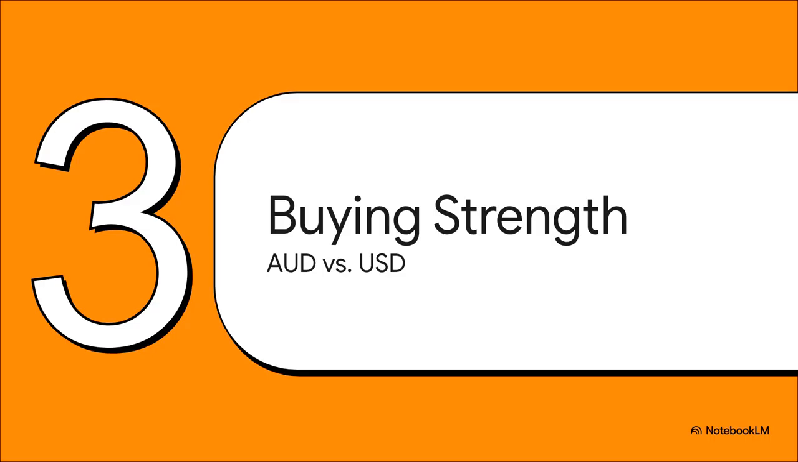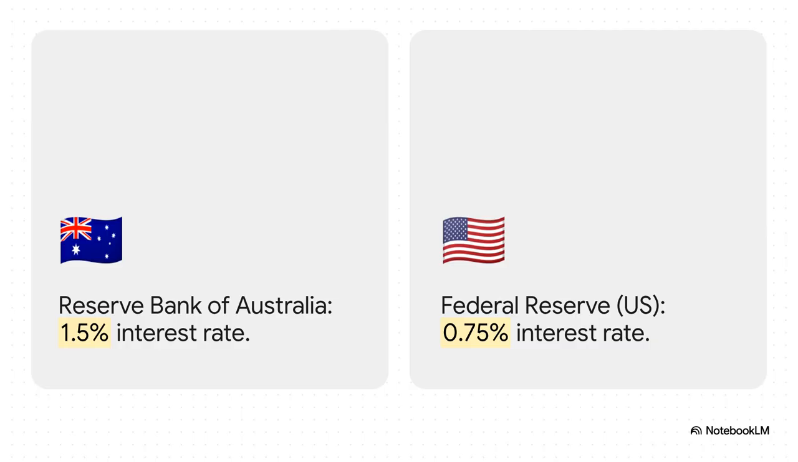All right, time to make this real. Let's jump into our first case study, buying strength. We're going to apply this exact framework to find a reason to be a long-term buyer, and we'll focus on the Australian dollar versus the US dollar. Okay, so steps 1 and 2. Pick our high and low rate countries. At this particular time, Australia's central bank had a rate of 1.5%, the US just 0.75%.